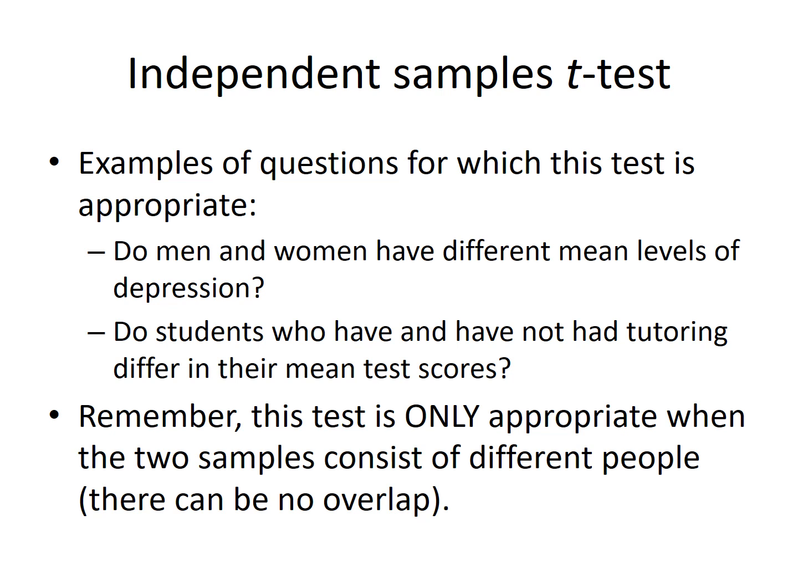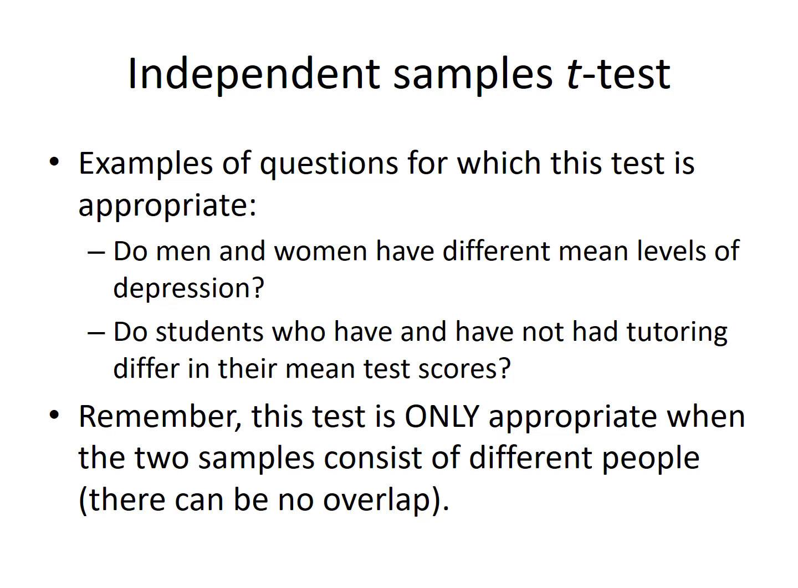And the outcome variable should be the same kind of variable we would use for a dependent samples t-test. That means the outcome variable must be continuous, something that would be on an interval or ratio scale of measurement. And the outcome variable, the DV, must be measured in the same way for both of the groups. Let's take a look at two examples of questions for which this test would be appropriate.